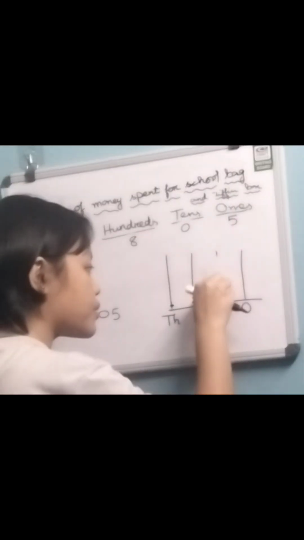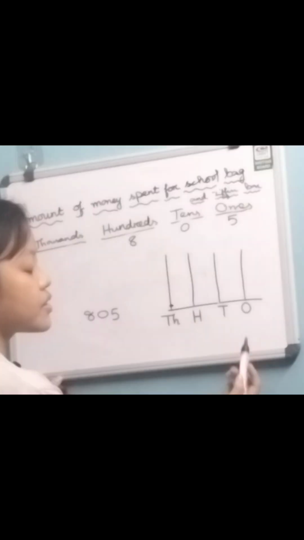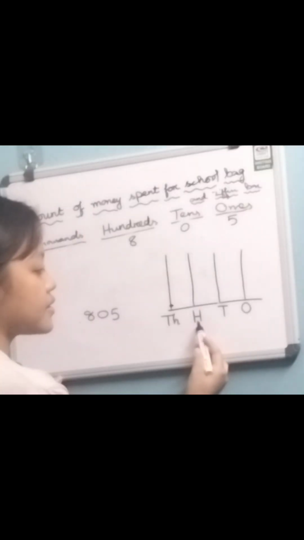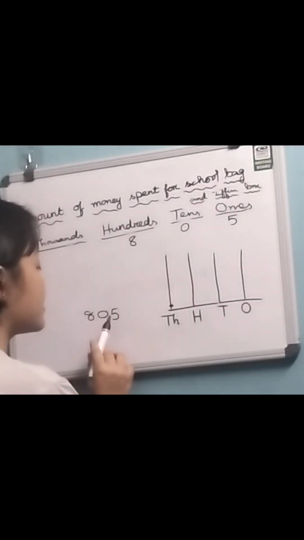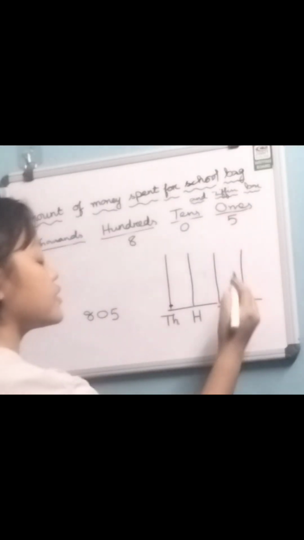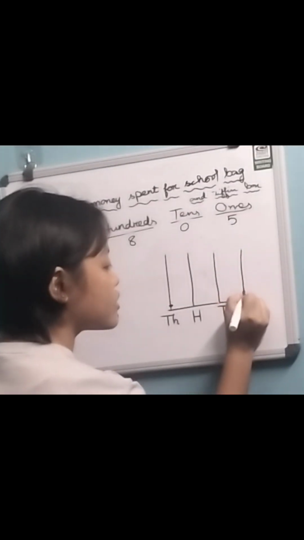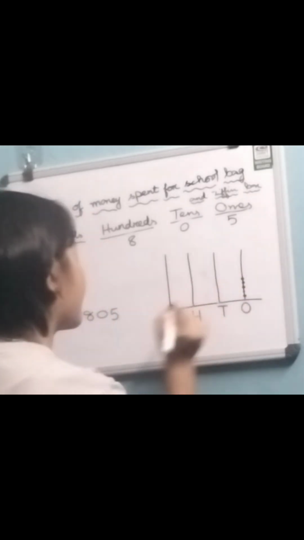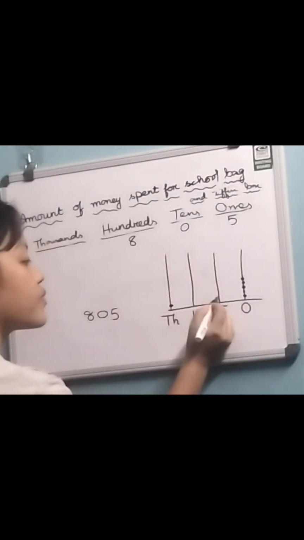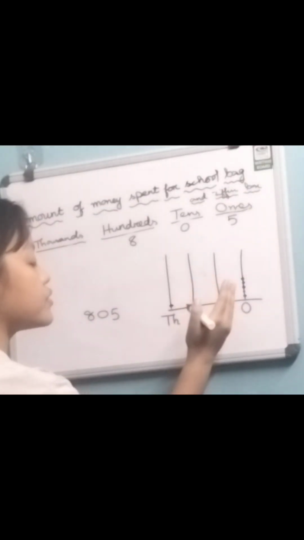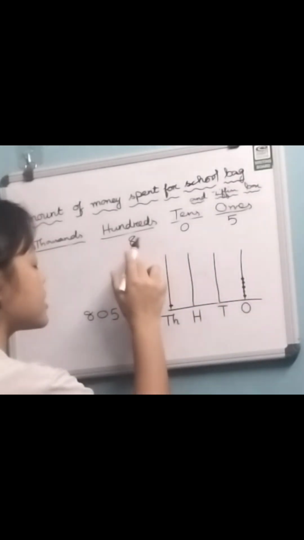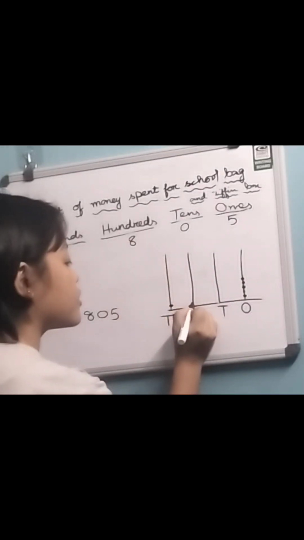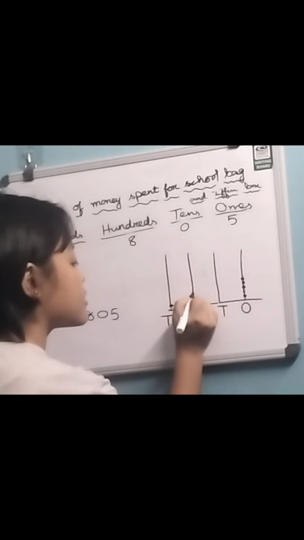How to draw this in abacus? Okay, so you have ones, tens, hundreds, and thousands. In place of ones, you have this 5. So we have to draw 5 balls, 1, 2, 3, 4, and 5. And in place of tens, there is 0. So we don't have to draw anything here. In place of hundreds, we have 8. So we'll be drawing 8 balls.